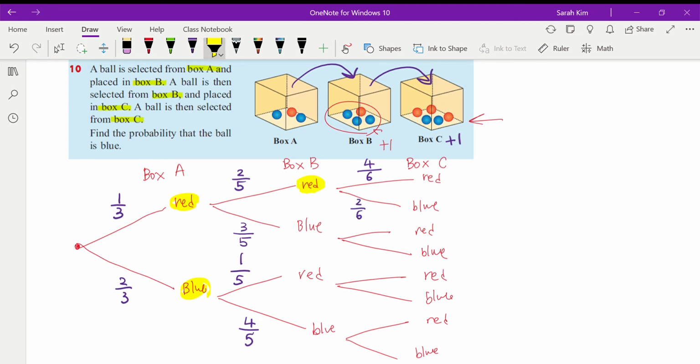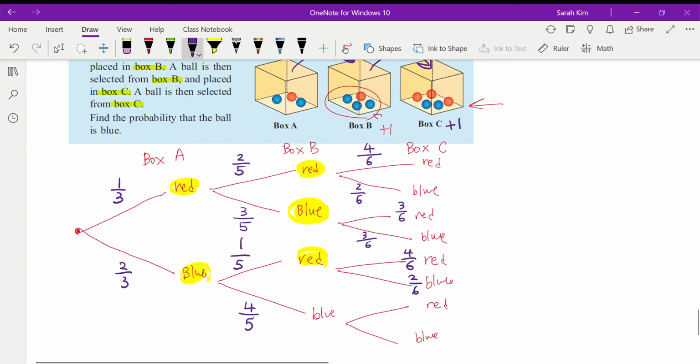Now, over here, if I pick a blue one, then my red will be 3 over 6. Oh, sorry, that's red. So red should be 3 over 6. Blue should also be 3 out of 6. If I pick a red, that means red will gain. So in my box C, there will be 4 reds out of 6, and my blue would be 2 out of 6. If I pick a blue, then the blue one will be added to box C. So red one would still be 3 over 6, and blue one will be added 1, so 3 over 6.